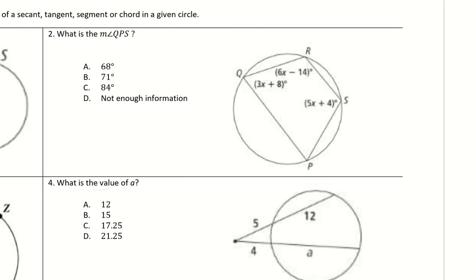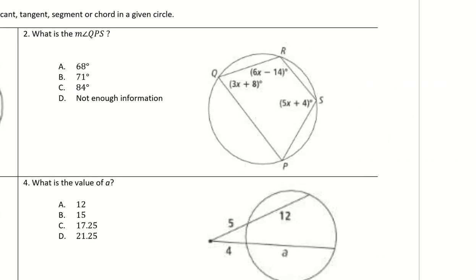All right, number 2. What is the measure of angle QPS? So for this one, you have to know that if you have a polygon that's inscribed in a circle, then the opposite angles add up to 180. They're supplementary. So in this case, this and this add up to 180. So you have 3x plus 8 plus 5x plus 4 equals 180.